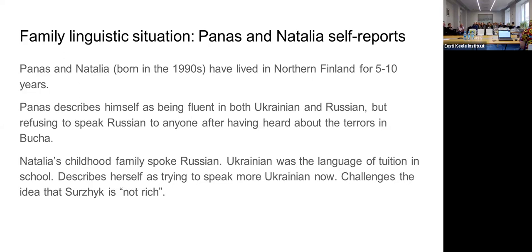Surzhik was used, but more and more Ukrainian is used nowadays. And she describes Ukrainian as a language that she has a strong emotional connection to, while her relation to Russian is more practical. Natalia says she has begun to consciously speak more Ukrainian and less Russian. And she says that she sends messages in Ukrainian, even though she might use Russian talking to the same people.